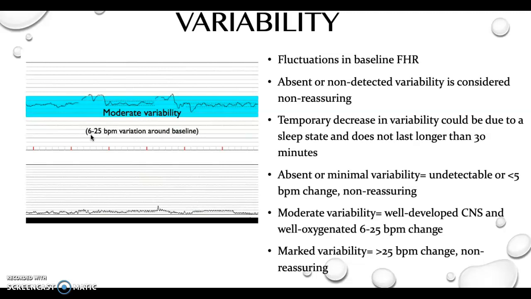If you have no or minimal variability, this is considered non-reassuring, because we clinically don't know exactly what's happening. We just think that if these don't become more moderate, then maybe the baby is not getting perfused. The baby can be sleeping, so we want to wake it up if we're concerned about it. So anything less than 5 beats per minute change in that baseline fetal heart rate, we consider that non-reassuring. Moderate is 6 to 25, a well-oxygenated baby, and marked, anything above, we know that that's non-reassuring as well.